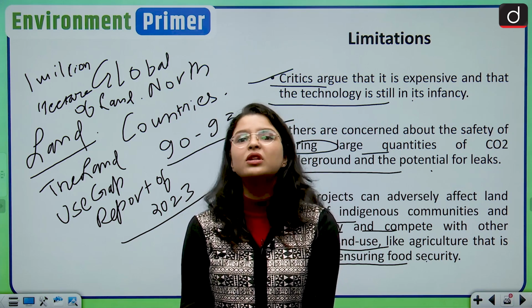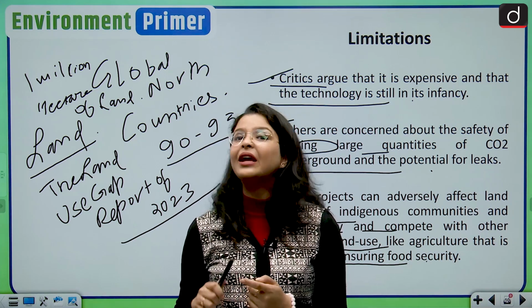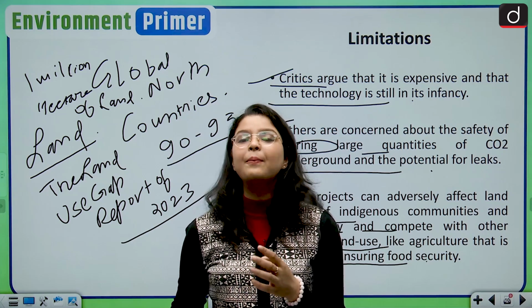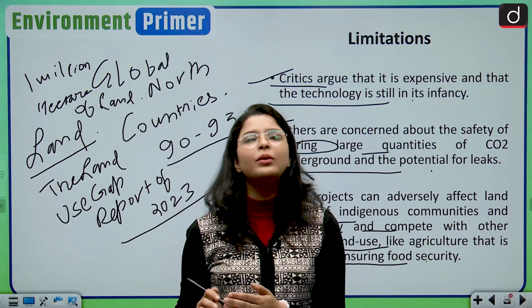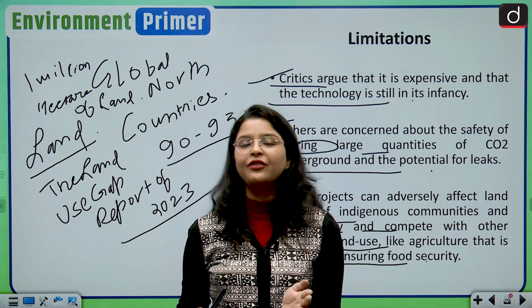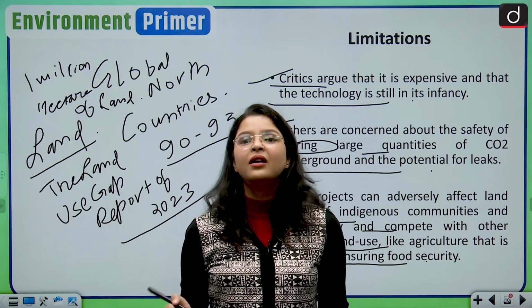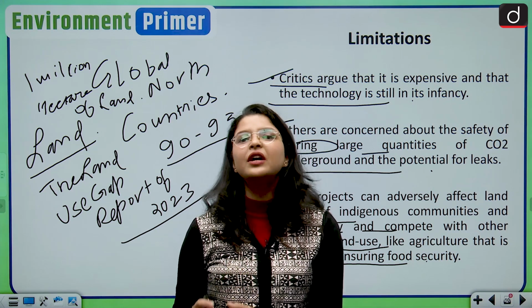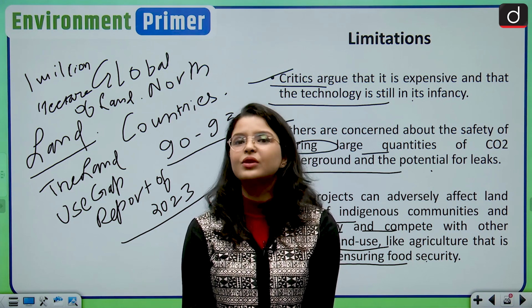So these were some of the important limitations on the use of this technique. Firstly, they are very expensive. The technology is comparatively very new, especially for the global south countries. The global north countries have the technological benefit definitely. Then it is too dependent on land and hence can interfere with the land use pattern. So these were some of the limitations of using this technique.